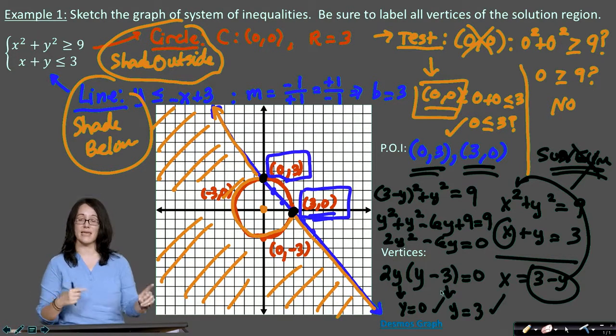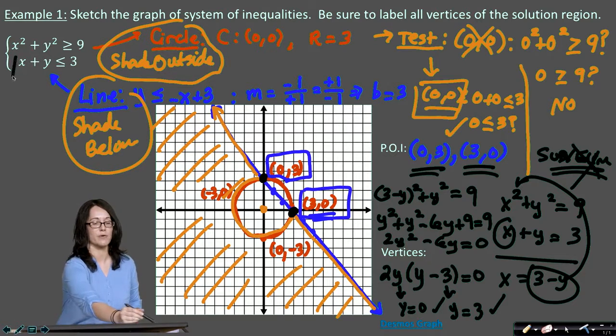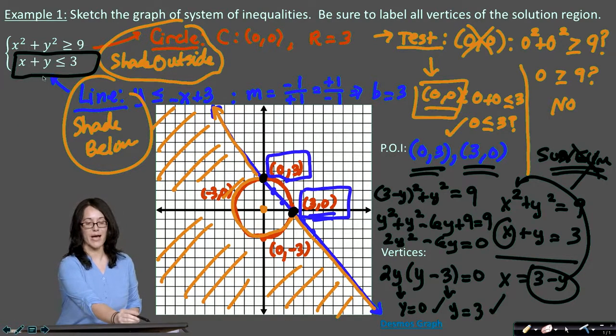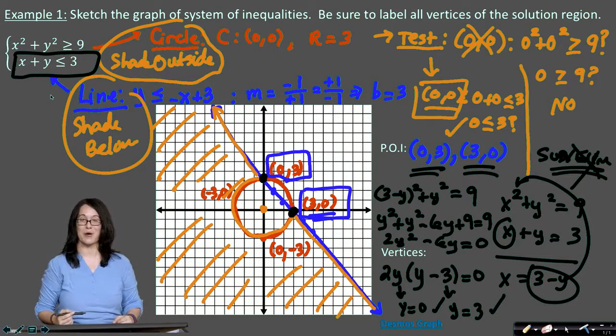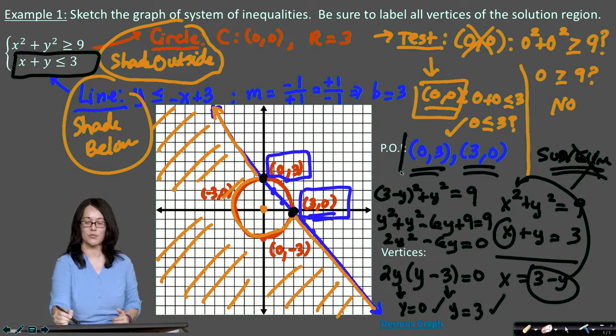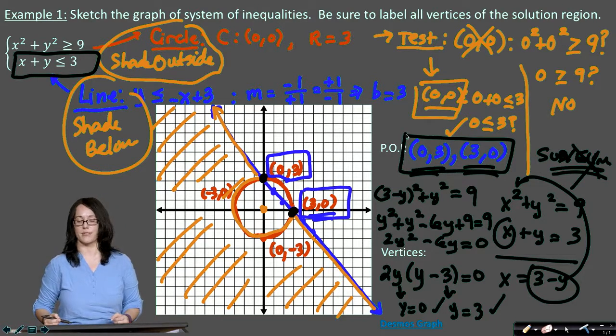You could then plug those values into your smaller powered equation. So if you plugged in your 0 for y, you'd have x equals 3, which is what we expected. And if you plugged in 3 for y, you would have x plus 3 equals 3, so x would be 0, which is what we expected. So yes, our two points of intersection were, in fact, the ones that we thought they were, (0, 3) and (3, 0). Finally, are those your vertices?